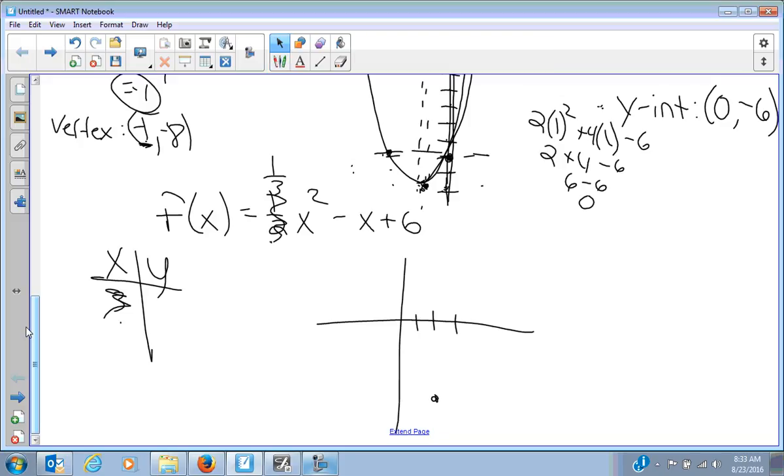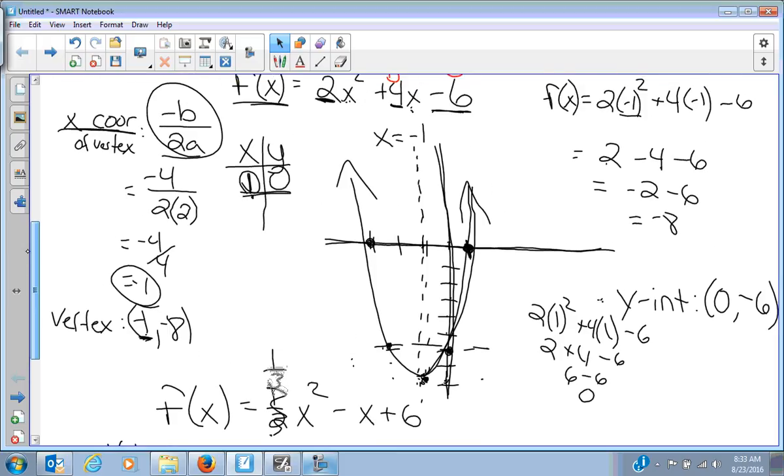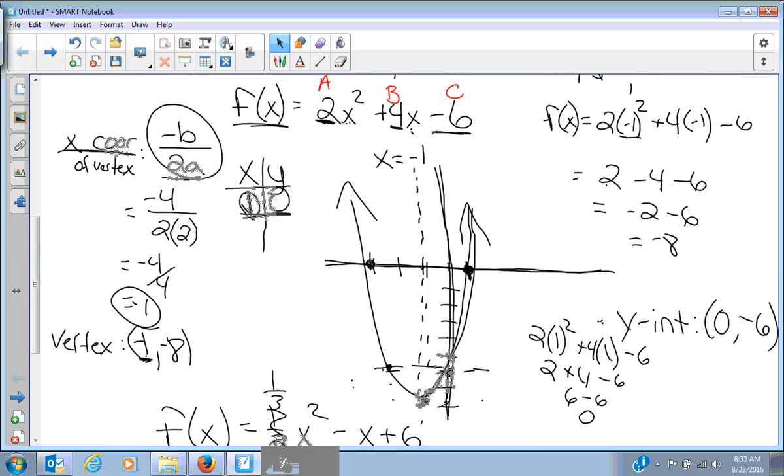So when I was up here, and I was like, hey, I need one more point to the right of it, I looked and I said, okay, if I go over one more and I plug that in, does it make it any kind of nasty numbers? No. And I picked one and I plugged it in and I figured out what the y was.